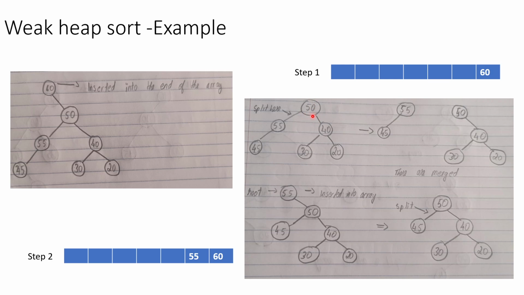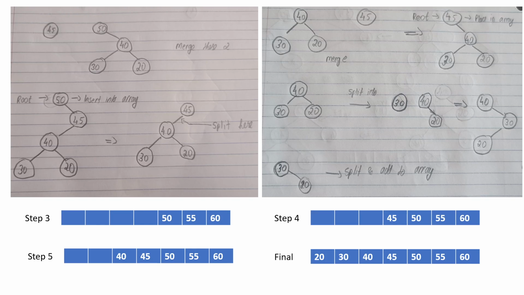So these are the resulting two heaps, and we use the merge function which we saw recently, and the value 55 is the highest between these two, so that is taken as the root node, and the right subtree is taken as the second heap, and we obtain this weak heap. So again, we take the root node, which is the largest node in this particular weak heap, and we push it into the array at the end, and we continue this process all over again.